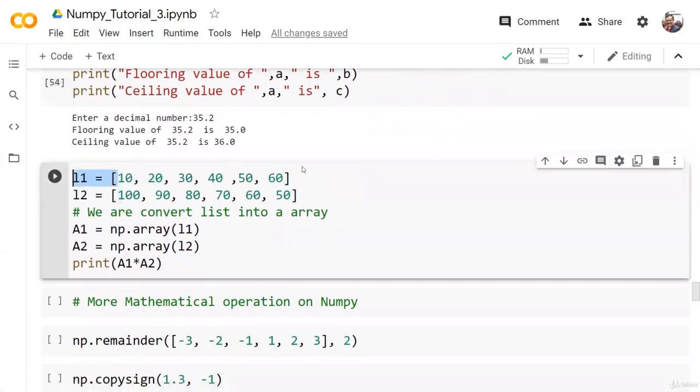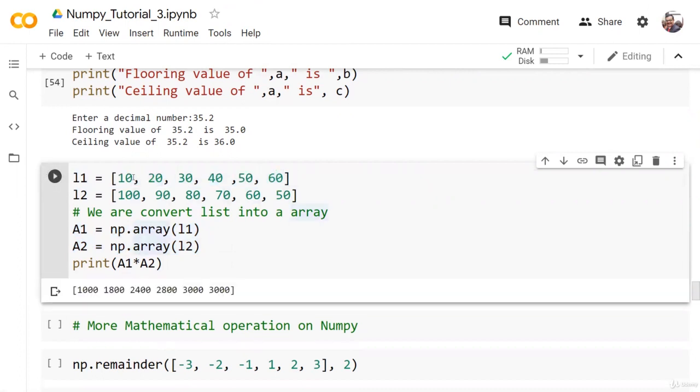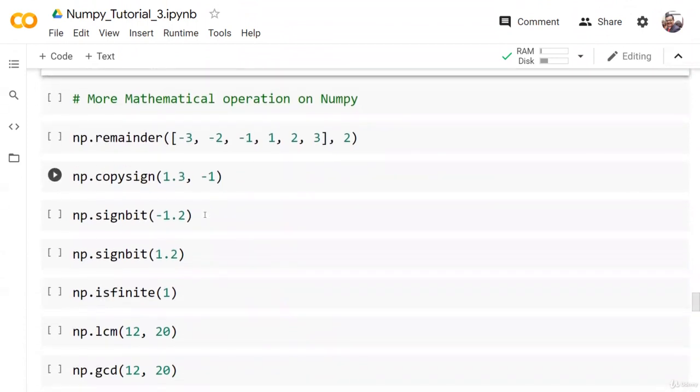Suppose you have two lists like this, I can convert these lists into arrays and each element can be multiplied. It is very difficult to do that in a list, but it is very easy to do that in an array. So I convert these two lists into arrays and you can see I can multiply each element very easily. So let's see a lot of the next mathematical operations which are possible with NumPy.